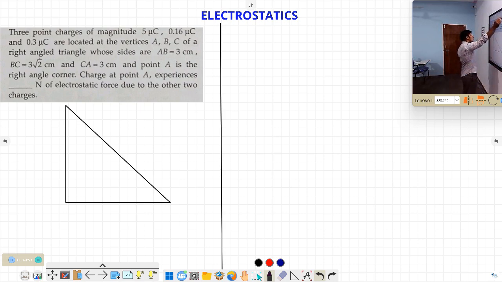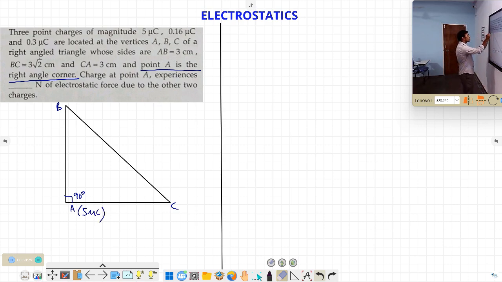So 5, 0.16, 0.3, and they have given very clearly that point A is at the right angle corner. This is the right angle corner which makes an angle of 90 degrees. At this point A, at this point B, at this point C, we have charges. Now, what is the force acting on the charge placed at point A? That is 5 microcoulomb is the charge at A.